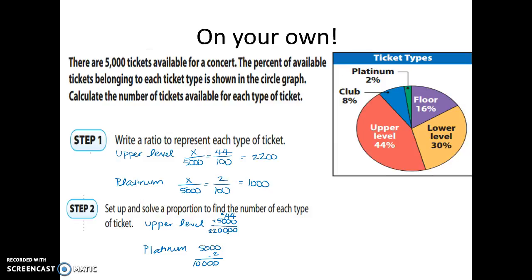Okay, so now it's time to check your work. So I did the upper level and the platinum. So we're looking for what is 44% of 5,000, and that's 2,200 tickets. And then for platinum, it's what is 2% of 5,000, and that is 1,000.